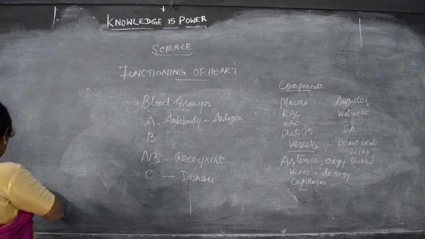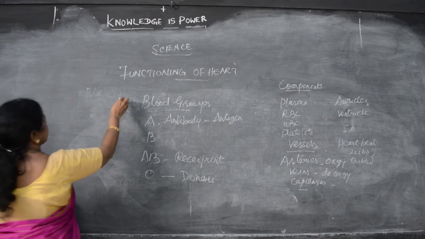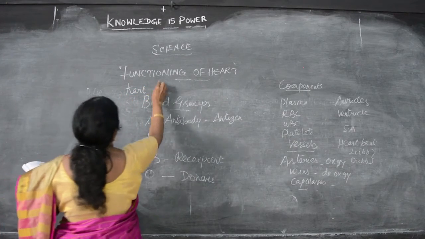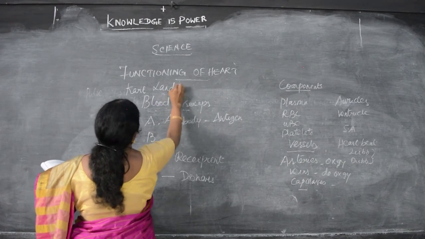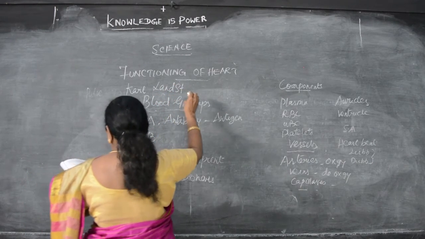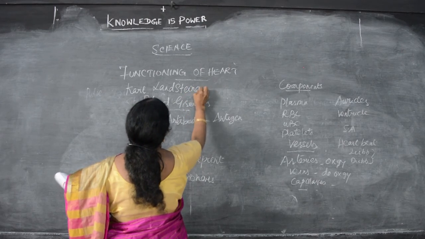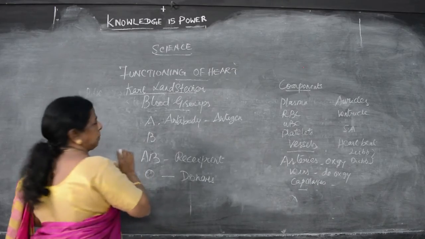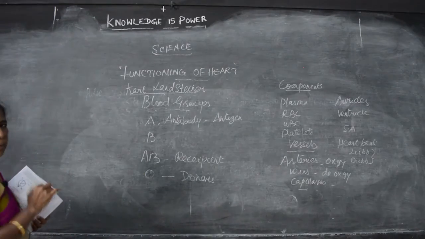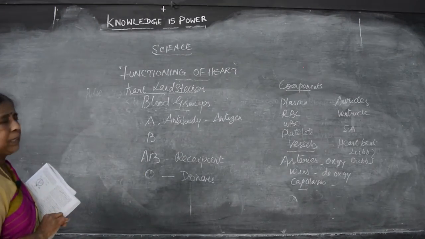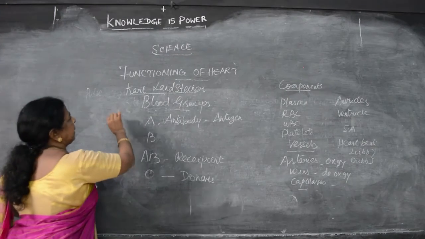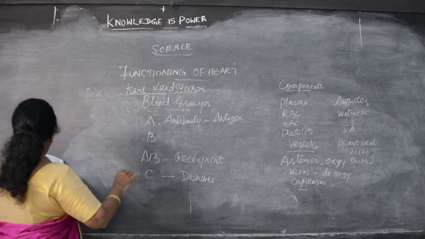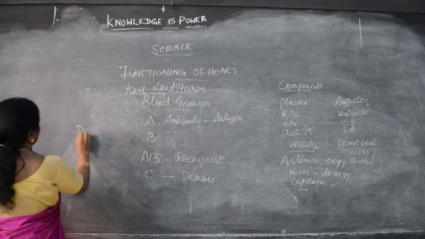The grouping of blood was first found by Karl Landsteiner. He is the main person who grouped the blood. Before that, people knew there was blood, but did not know what group it was. So this is by Karl Landsteiner. He only found the groups. Then later on, after him, you have to remember these names.